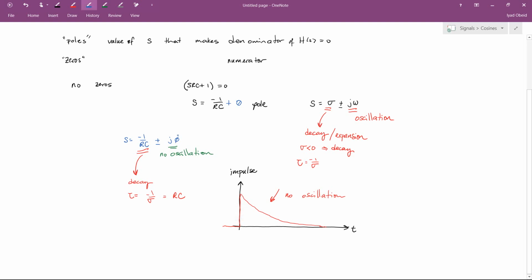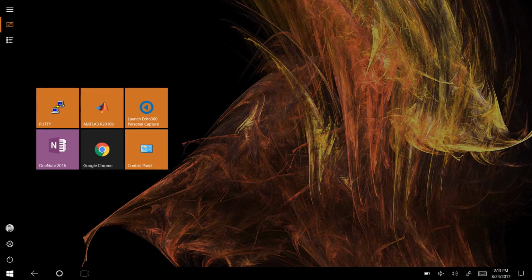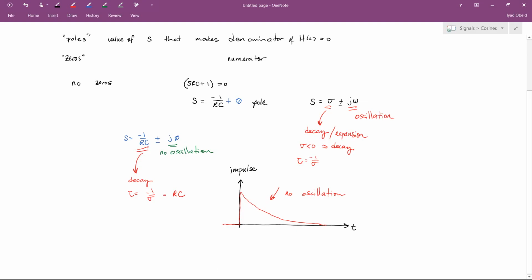And why is that? That's because the pole is purely real. The pole doesn't have any imaginary component to it. What it does have is a time constant that's equal to 1 over RC. And here you go, there's that time constant. So the time it takes to decay all the way to 0 is about 5 time constants, about 5 RC, which is what we already knew.